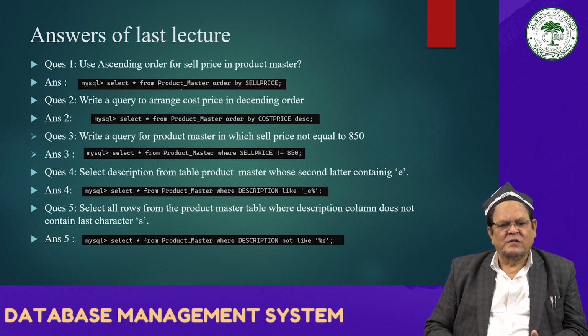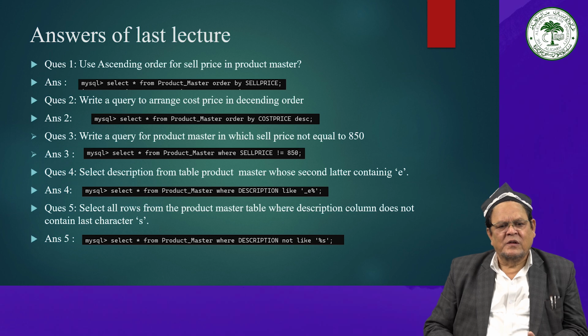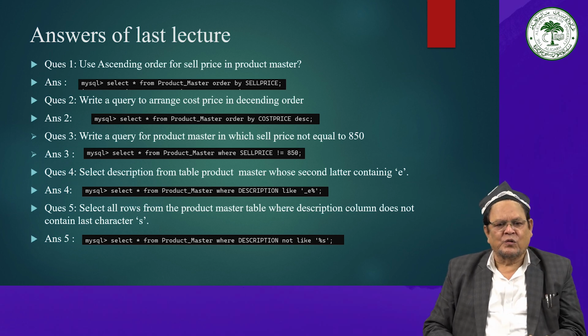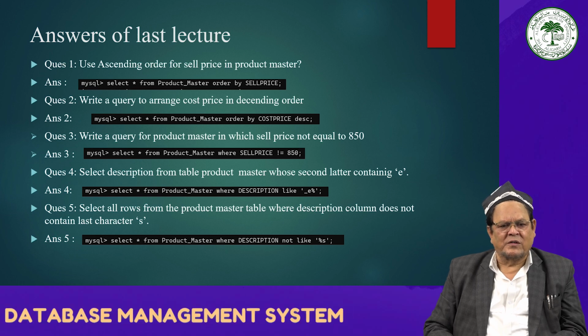The third question was, write a query for product master in which sale price is not equal to 850. The MySQL is select * from product master where sale price is not equal to 850. It will display all the records from the product master whose sale price is not 850.